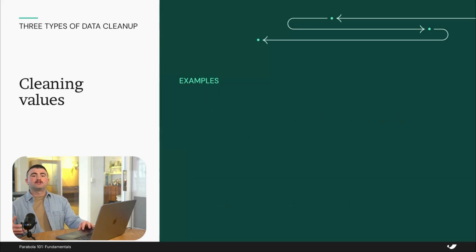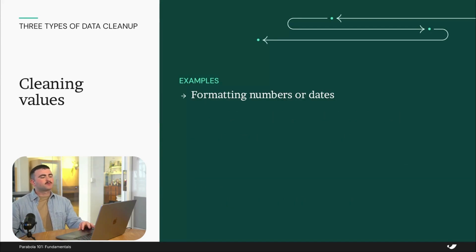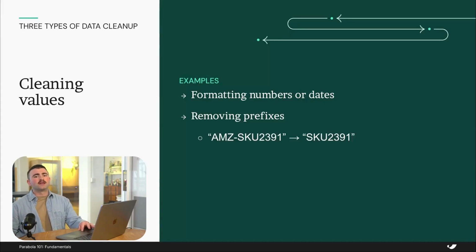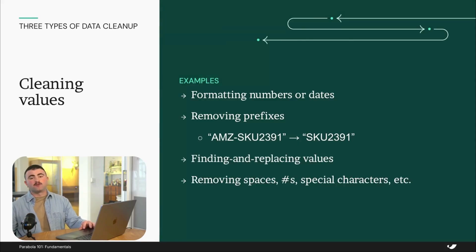Now, when it comes to cleaning values, this is where we start thinking about things like formatting numbers or dates, removing different prefixes. So for instance, if you're looking at a SKU or a reference number, maybe you want to get rid of or add part of that back. And then we also can do things like find and replaces, removing spaces, and ultimately making sure all of our cells are nice and clean for the downstream combinations and transformations that we'll do next.